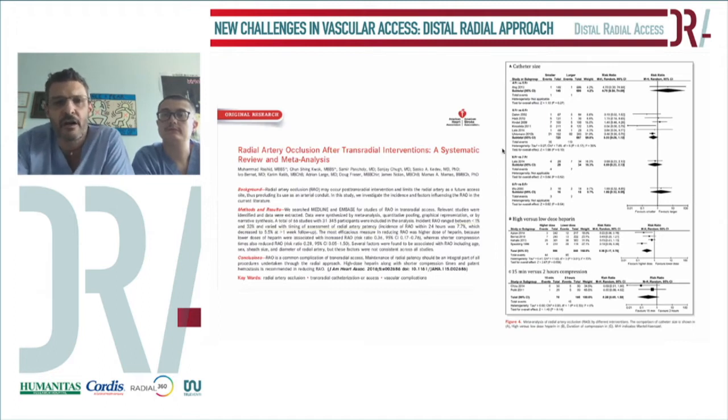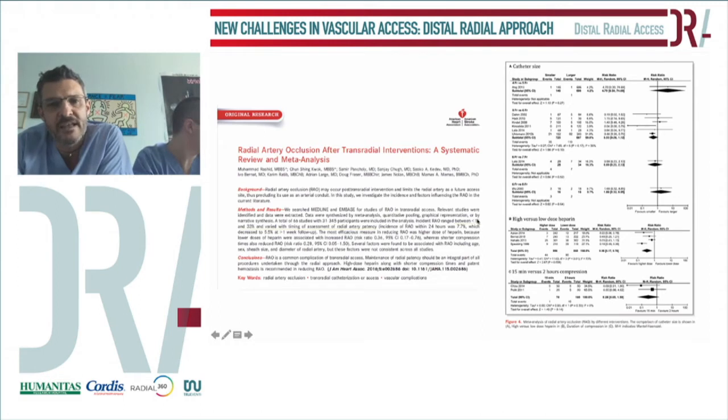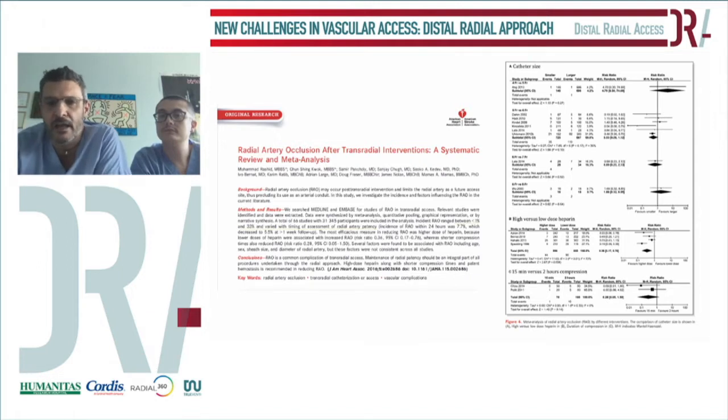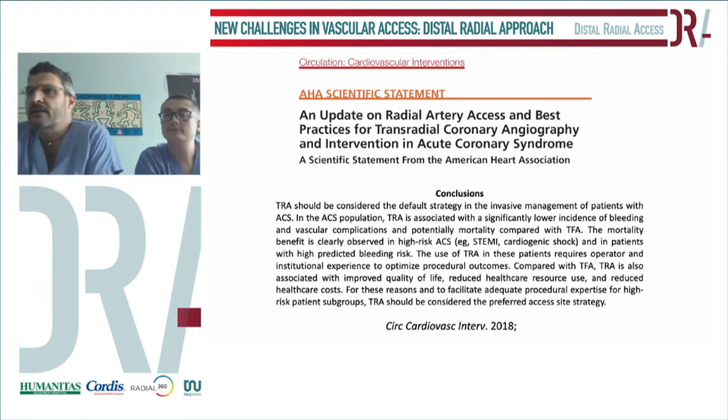So this is a review, and the result in terms of radial artery occlusion at the forearm ranges from less than 1% up to 33%. So the incidence is very different depending on the series, but it's a real complication. And despite this complication, transradial access is the default strategy that is strongly suggested by the community of interventional cardiologists.